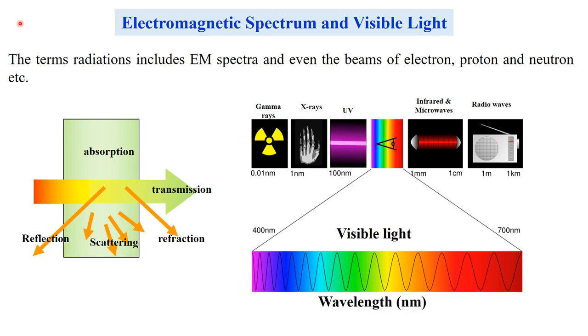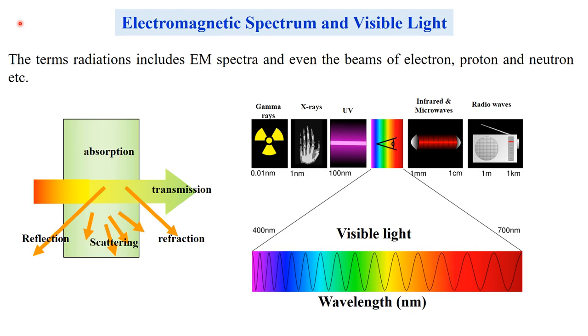These radiations are very widely used in chemistry, such as spectroscopy is completely based upon the electromagnetic spectrum, and the visible light deals with the UV visible spectroscopy. But here we will study the chemical reactions taking place in the presence of light.